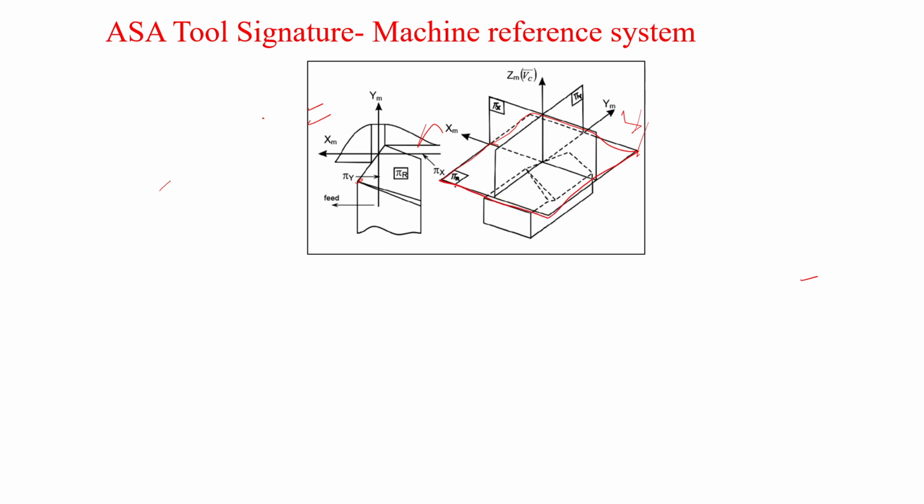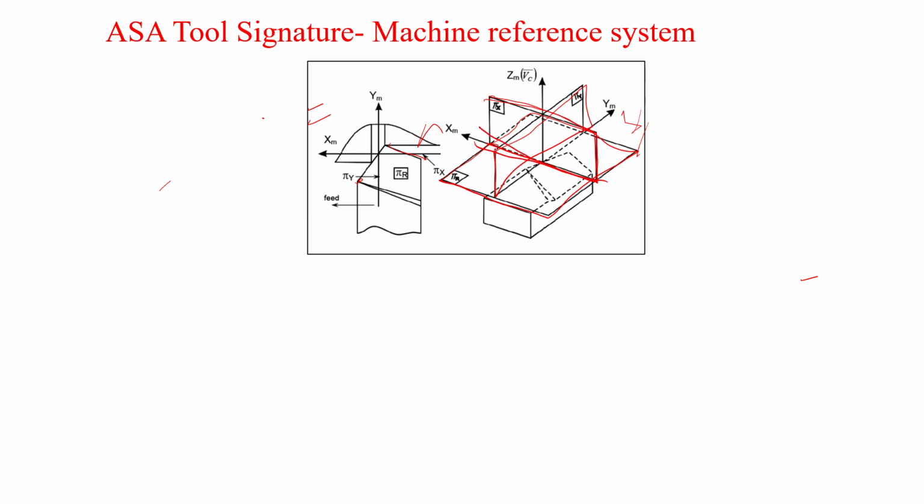This is the reference plane. This is the pi x plane, the plane in the x axis which is perpendicular to the reference plane, and one is the pi y plane, which is perpendicular to both. So when you are measuring rake angle, the rake angle is the angle between the reference plane and the rake surface measured along the pi x plane, this plane.